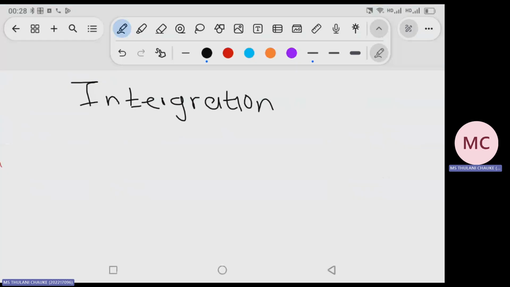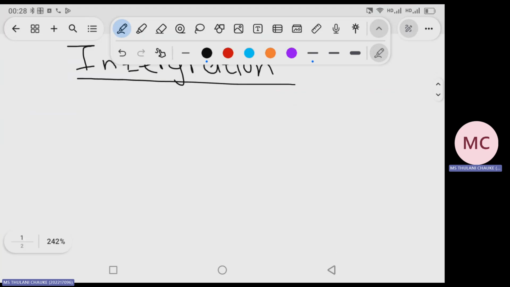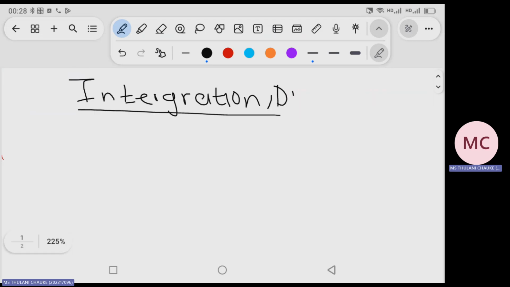So in this recording, we'll be doing integration questions, right? And we're also going to be doing differentiation. So we'll be doing two things because we're preparing for test 4. We'll also do differentiation questions.